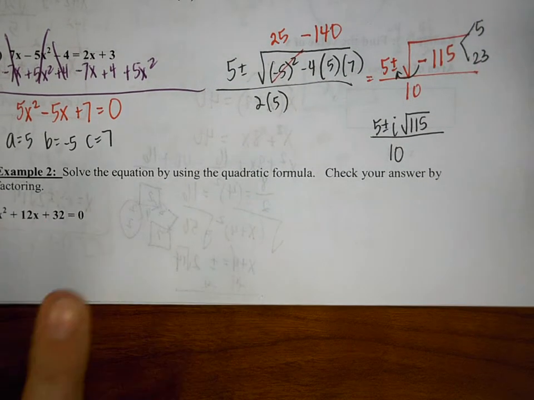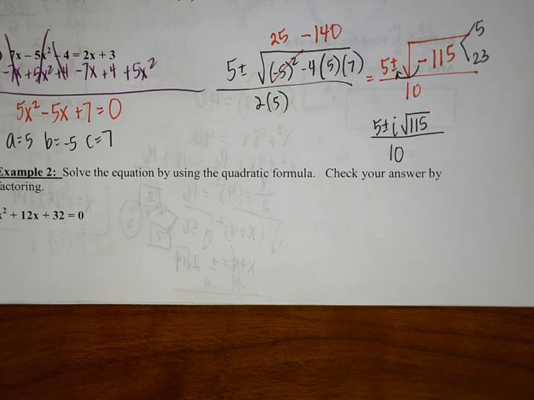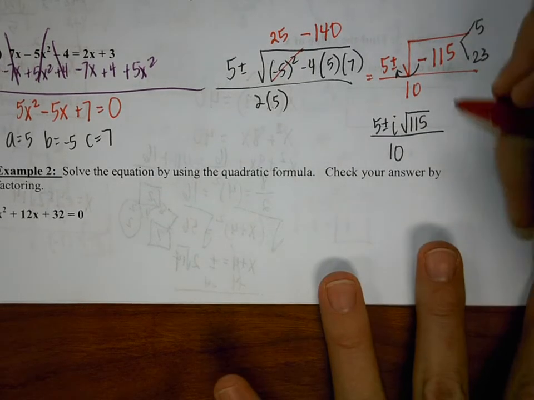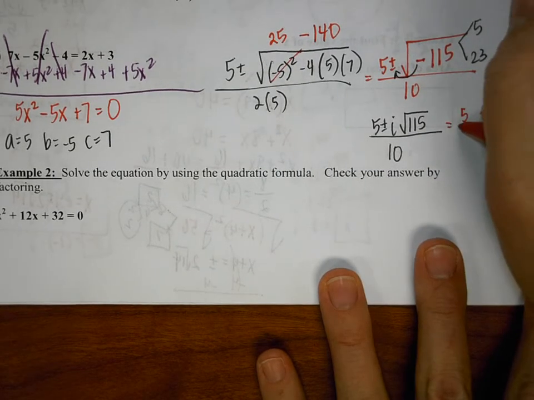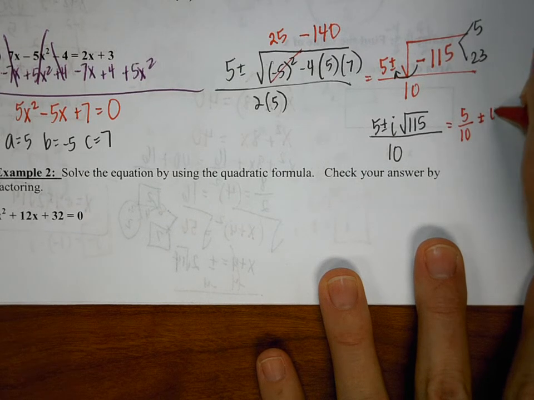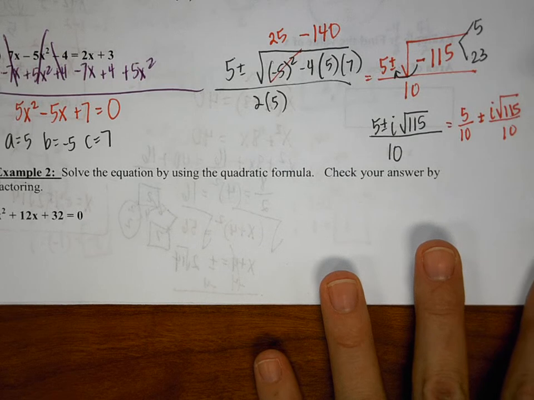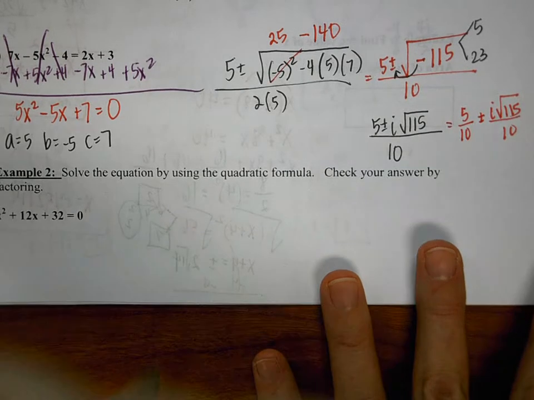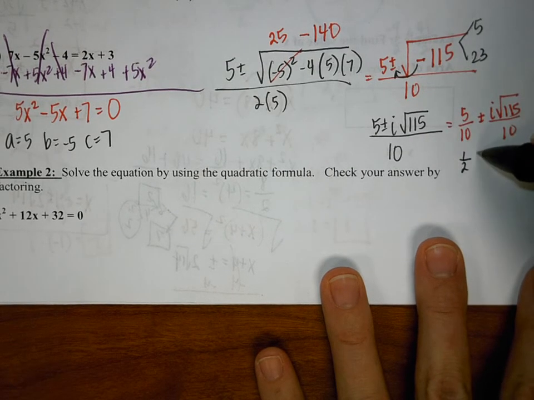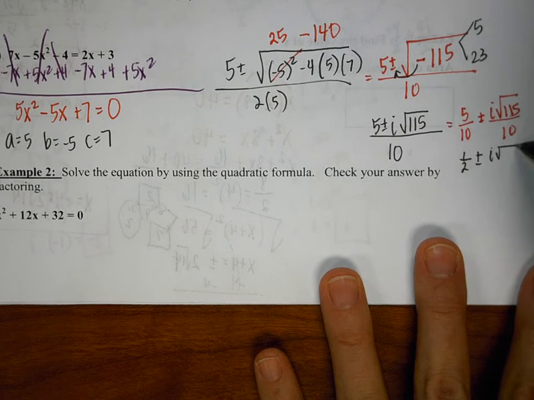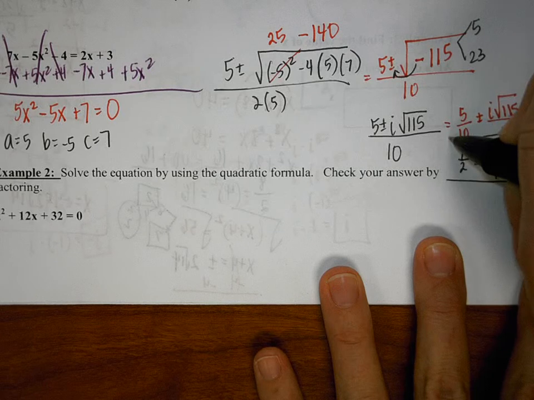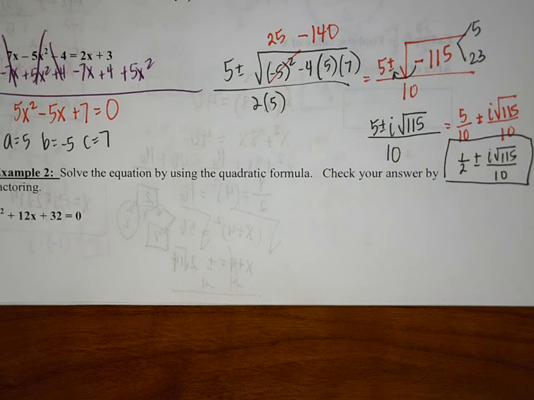Yes. So since I can reduce the 5 and the 10, how should I write this? Two separate fractions, okay? So we have 5 over 10 plus or minus i root 115 over 10. So 5 over 10 reduces to what? 1/2. So I have 1/2 plus or minus i root 115 all over 10. Because I can't reduce the 10 and the 115 because one's under a root and one is not, right? Where here, those were both not in roots.